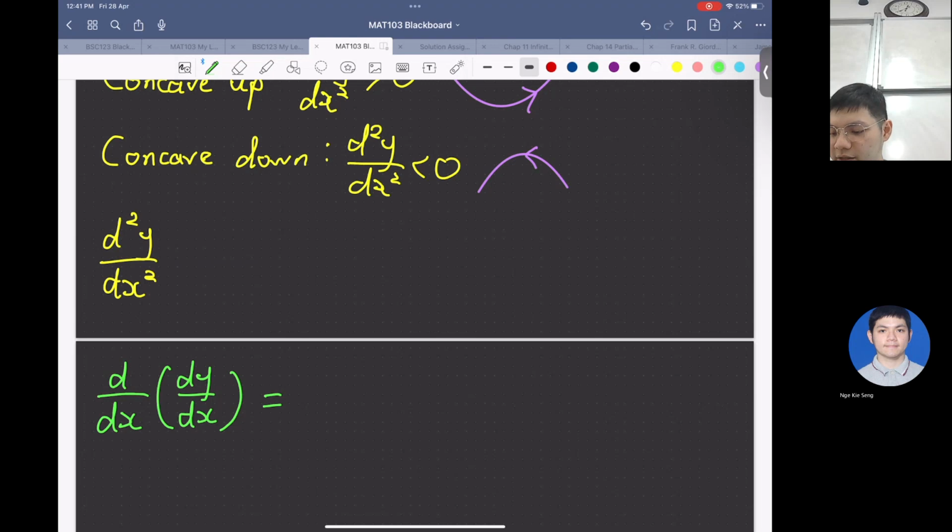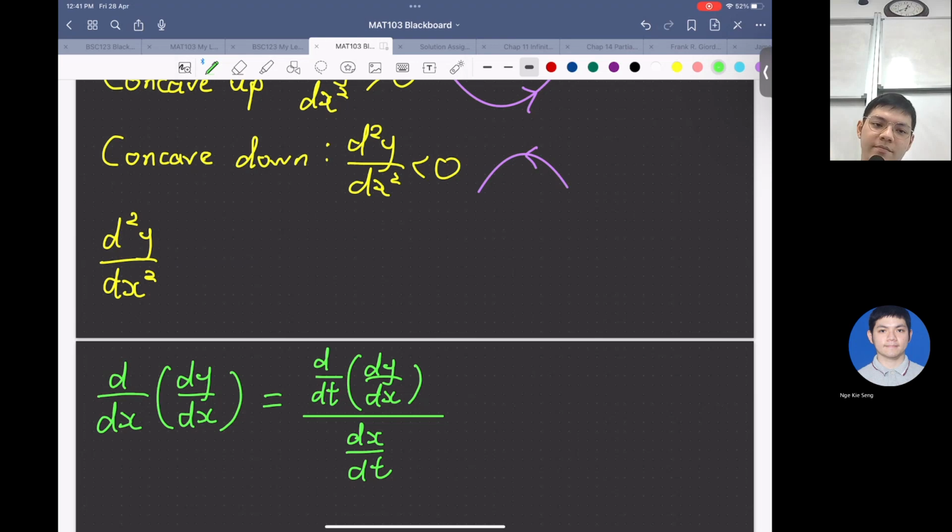Say again. So the numerator is d over dt, and then oh, dy dx. Oh, sorry. So you mean d over dt of dy dx, then divided by dx dt. That's right. Okay. Yeah, that's right. This is the easiest way. If you want to go the original way, you also can.